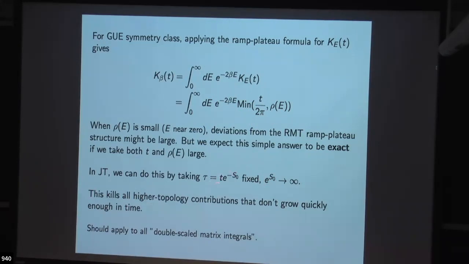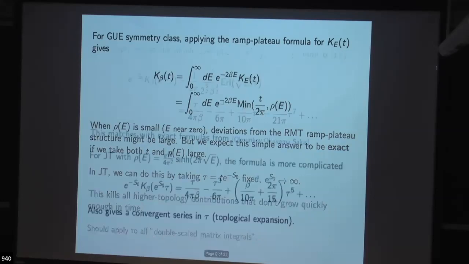And then we take the time to scale as e to the S naught. So we take this combination tau, and we hold tau fixed. Let's call this the tau scaling limit. We'll refer to that later on. So in this limit, this expression becomes exact. And roughly what's going on is that all contributions that don't grow quickly enough in time are killed, and we get a simple answer. That's just the leading growth in time. And as a side comment for those who know what this means, this should apply to all double scaled matrix models, not just JT gravity.